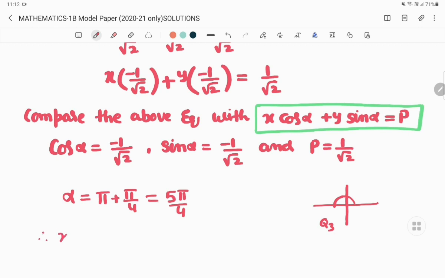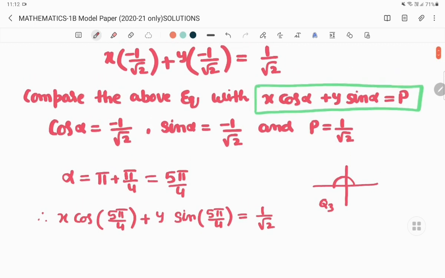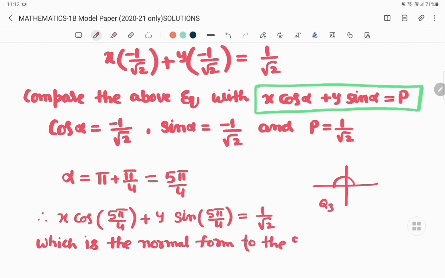Therefore, x into cos of 5 pi by 4 plus y into sin of 5 pi by 4 is equal to 1 by root 2, which is the normal form of the given equation.